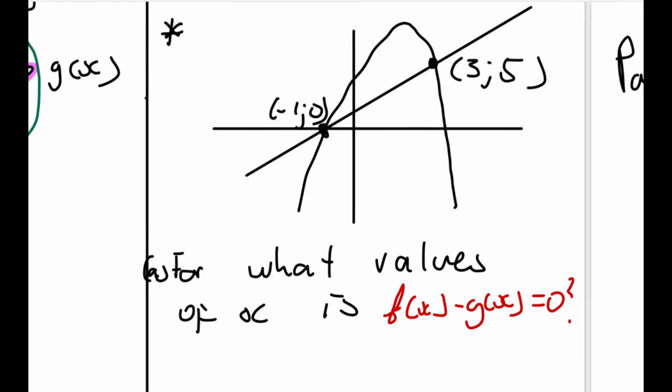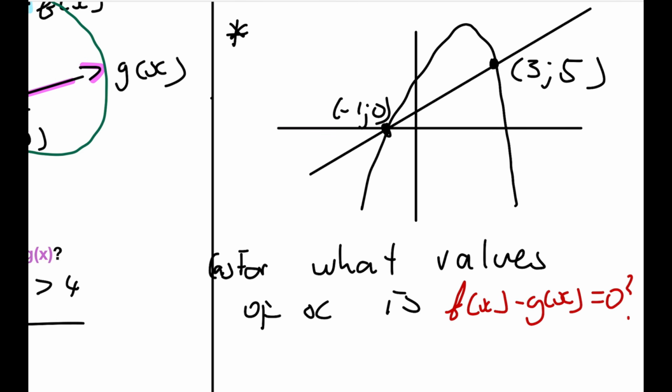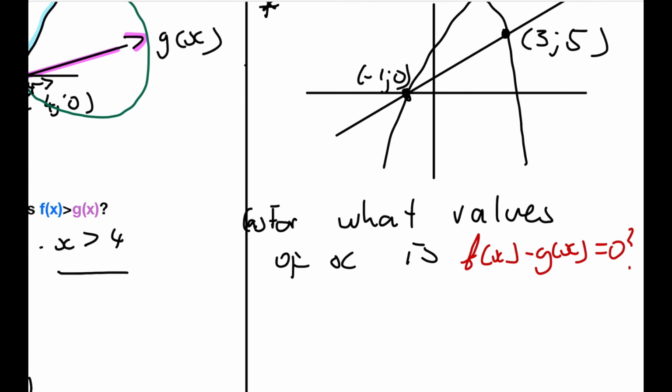Here's another example, asked a bit differently. When a question says, for what values of x is f of x minus g of x equal to 0? Think about the fact that this can be rearranged. We can move the minus g of x to the other side of the equation so that we now have f of x is equal to g of x. But what does this mean?